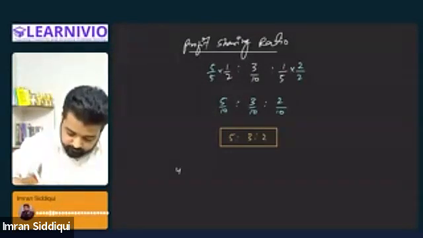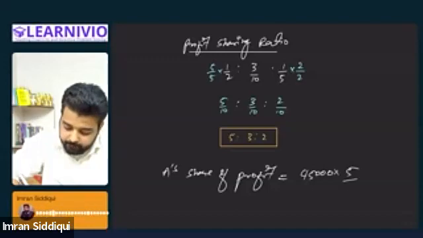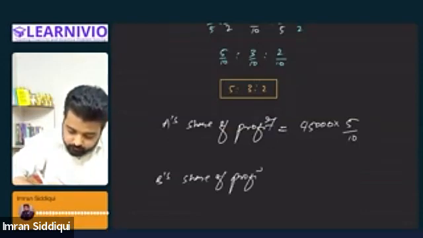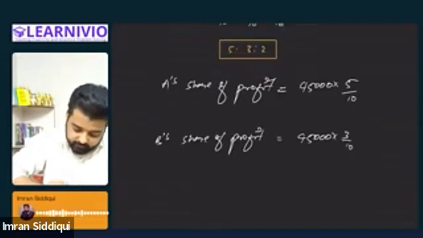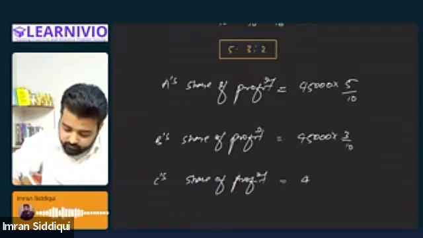So A's share of profit will be how much? Tell me. It will be calculated by multiplying 45,000 into 5/10. Similarly, we'll calculate B's share of profit by multiplying 45,000 into 3/10. And further, C's share of profit will be 45,000 into 2/10.